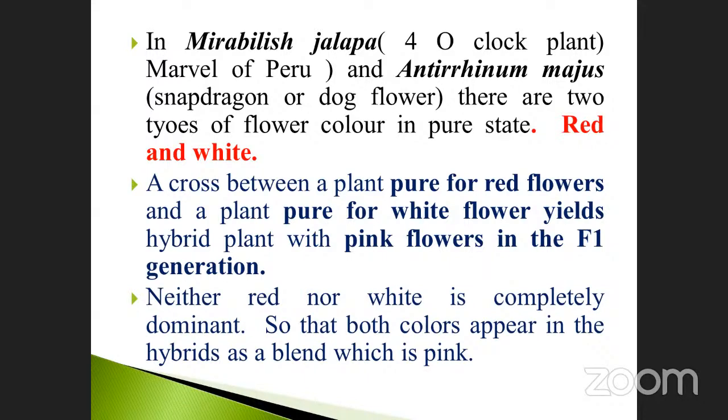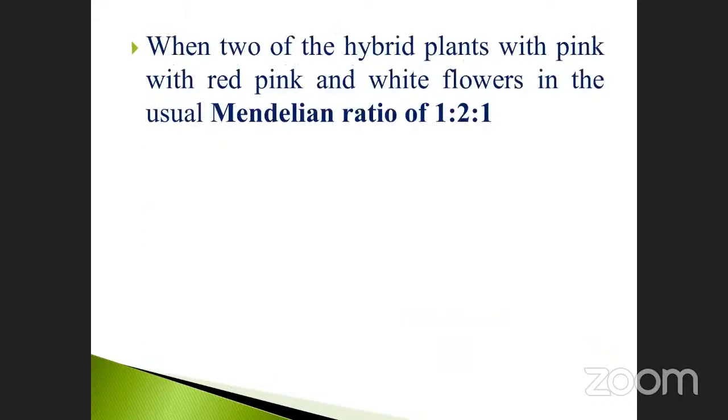Again, just like a monohybrid, F1 is crossed with F1. That pink flower is again crossed with a pink. What will be the F2 generation? See that? When two hybrid pink plants are crossed, you get red, pink and white flowers in the usual Mendelian ratio of 1:2:1 in the F2 generation.